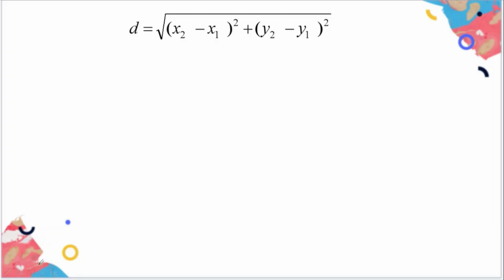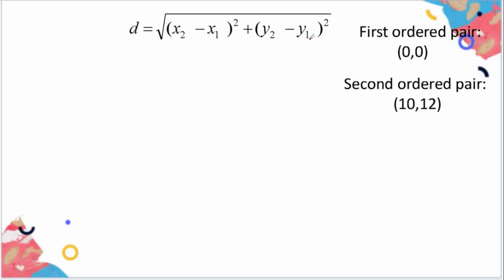Now let's proceed to the computation using the distance formula. Again, the distance formula is equal to the square root of the quantity of x sub 2 minus x sub 1 squared plus y sub 2 minus y sub 1 squared. Again, our first ordered pair is the location of our lighthouse, and the second ordered pair is the location of our ship.